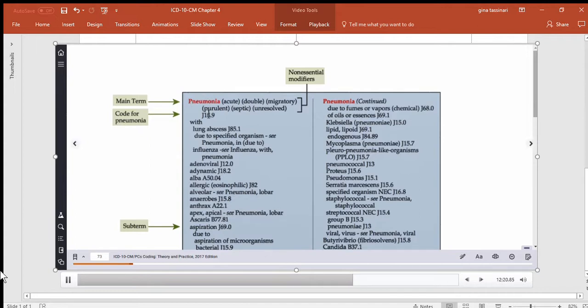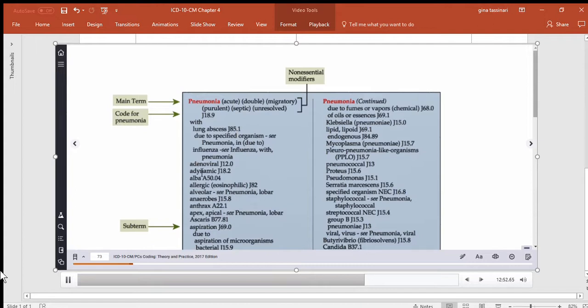Now, if they have pneumonia with any one of these conditions, let's say they have pneumonia with a lung abscess, now you are coding the J85.1. You are no longer coding the J18.9. You don't code both of them. The J85.1 would read pneumonia with lung abscess. Take it to a higher specificity with the J85.1. So this is where we're getting into the specificity of the codes.